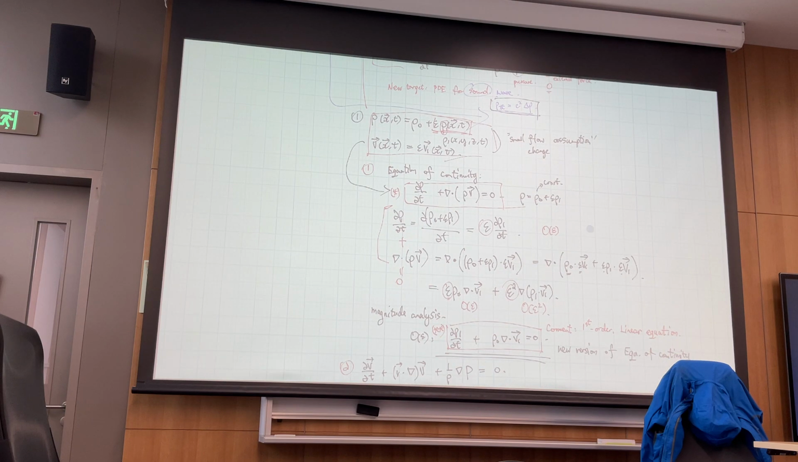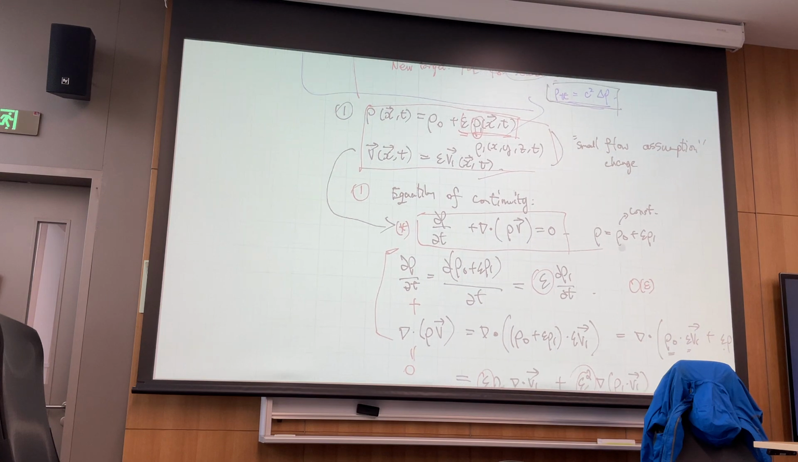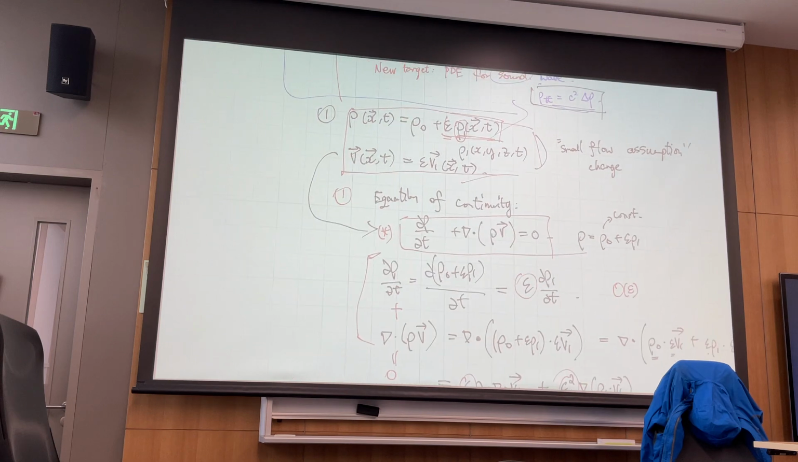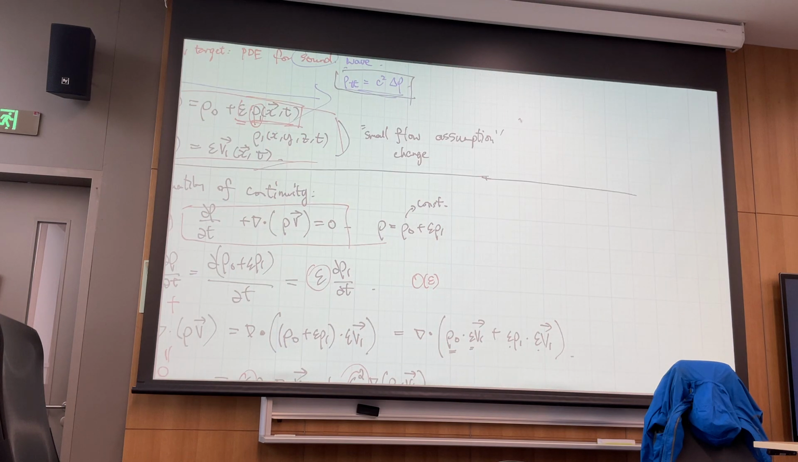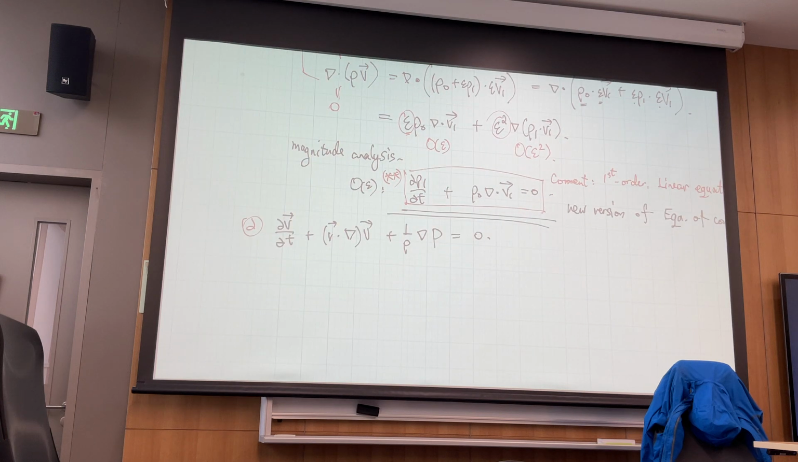Where did my assumption go? Okay, this is my first assumption, and my second assumption is going to be here, because you see, originally this was F and this was P.